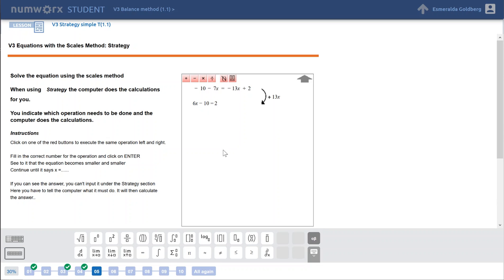If I want to get rid of the minus 10 on the left-hand side, I need to add 10, plus 10. On the right-hand side, the 2 then becomes 12. So the equation now is 6x equals 12. The last step is always dividing by whatever you see in front of x. So divide by 6. And we have our solution, x equals 2. One more to go.